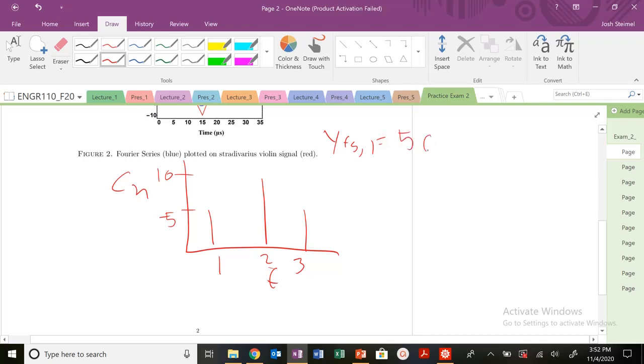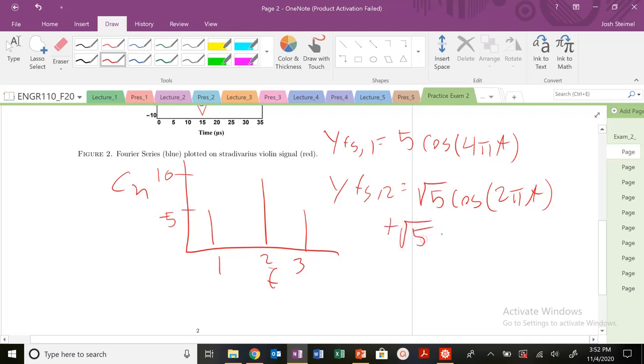If you were given Fourier series, so y Fourier series 1, if I gave you something like 5 times cosine of 4 pi t, that's 2 is equal to, let's say, square root of 5 times cosine of 2 pi t plus square root of 5 sine of 2 pi t.